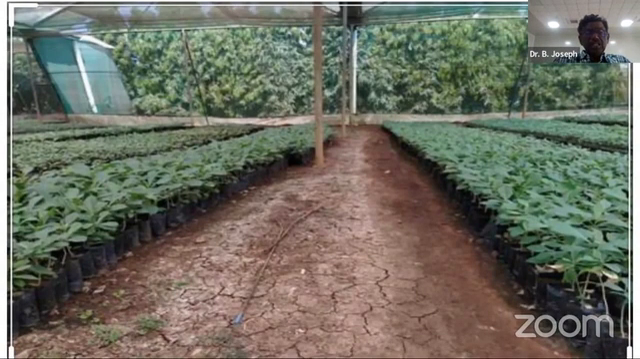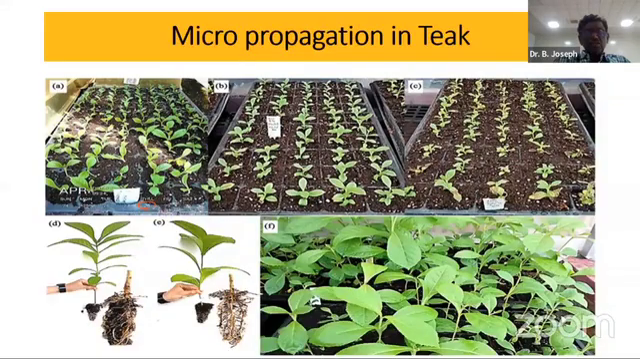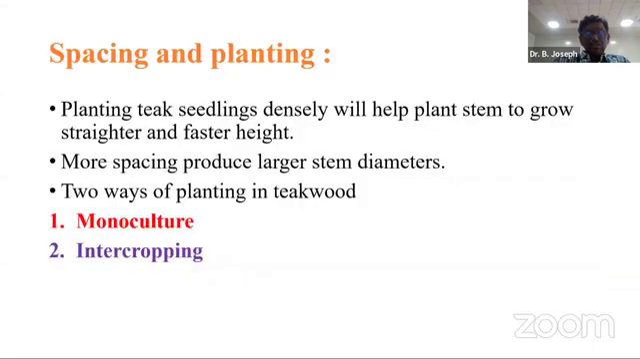Then after the tissue culture lab, we have to expose them to the natural light. This is called the hardening process. We keep them exposed to the natural light, and this is how the seedlings come up in the trays. Once the micropropagated seedlings are ready, they are transplanted to the main field based on the spacing and all those things. So this is very easy and quick, and the success rate will be almost 99%.